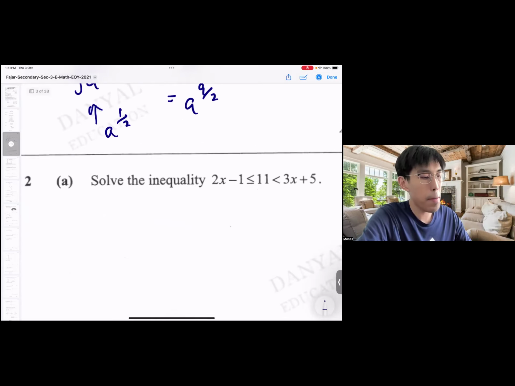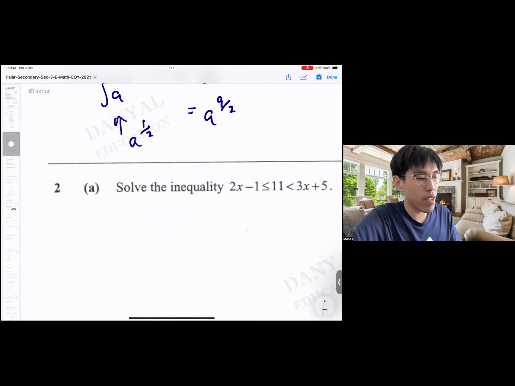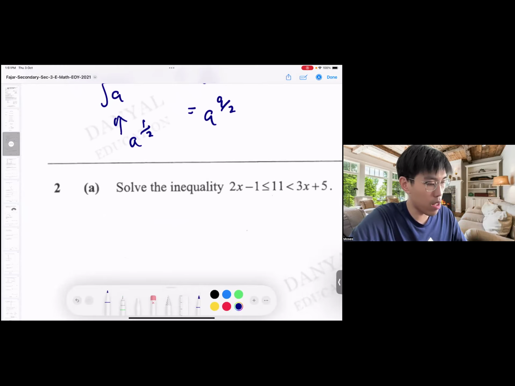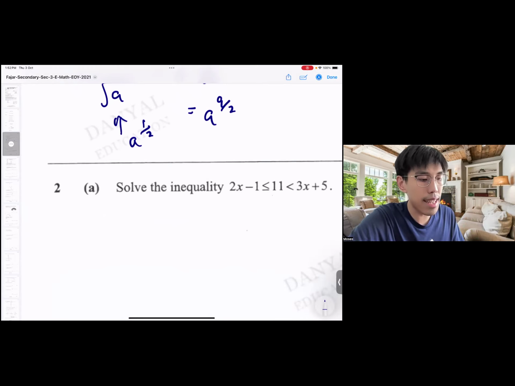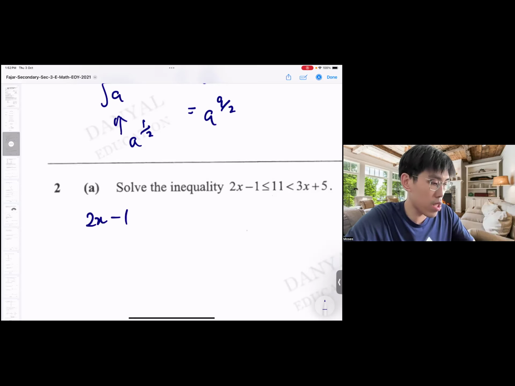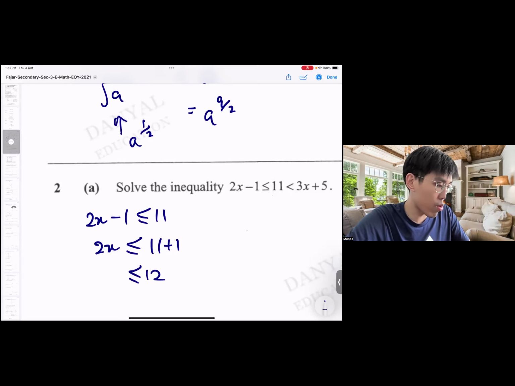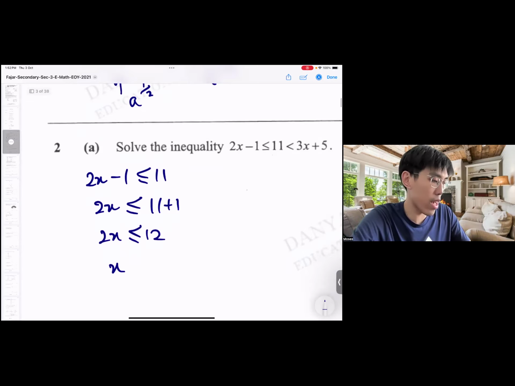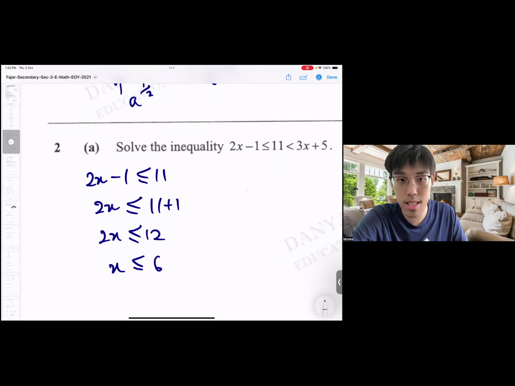Okay, next. Solve the inequality 2x minus 1 is less than or equal to 11 and 11 is less than 3x plus 5. So basically what we are doing here is two sets of inequalities. We solve them individually. So 2x minus 1 is less than or equal to 11. So 2x is 11 plus 1, so it's 12. 2x is less than or equal to 12. So x is less than or equal to 6.